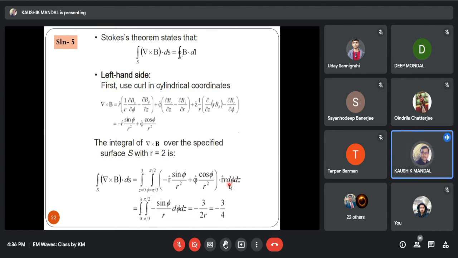There are d phi dz. So integration over d phi and dz, z limit is 0 to 3 and phi is from pi by 3 to pi by 2. If you solve it, it will be around minus 3 by 4. You will check it.